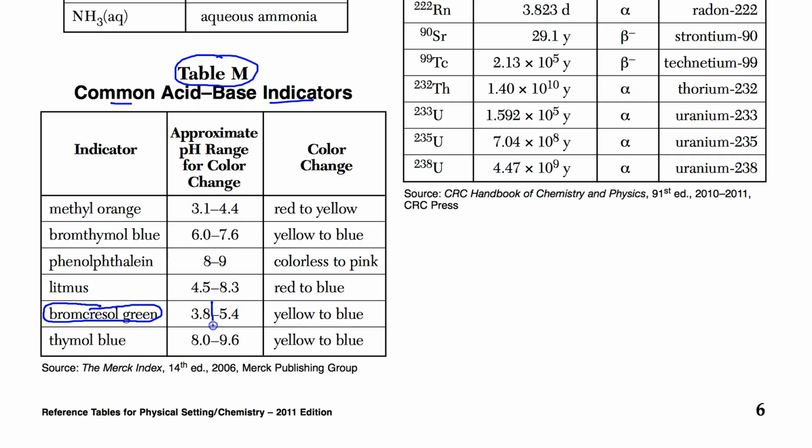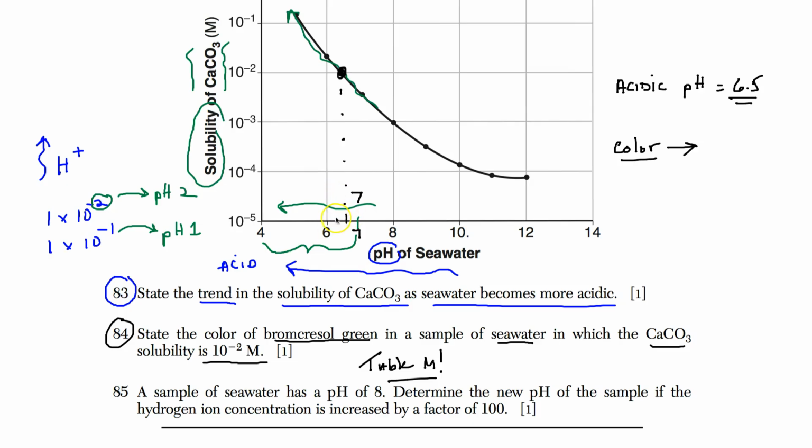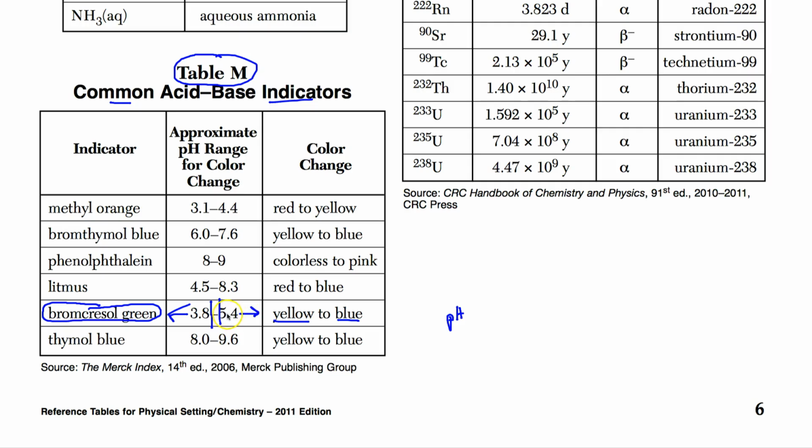Anything that's 3.8 and lower is yellow. Everything that's 5.4 and greater is blue. Since we made the determination that my pH from the graph was below 7, but definitely higher than 5, right? Right here, again, terribly drawn, but about 6.5. Then the pH is way above 5.4. So anything above 5.4 is going to give me a blue color. Then my solution should be blue. Okay, don't say it's green because bromcresol green is green. Okay, it's only green when it's in between this pH.